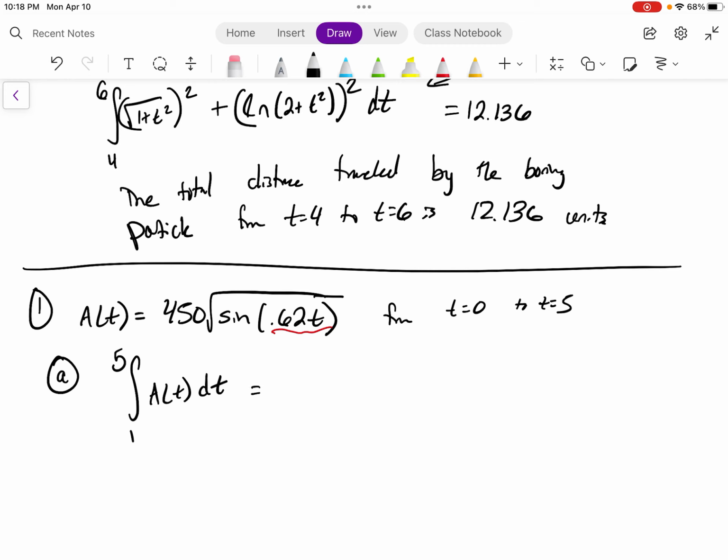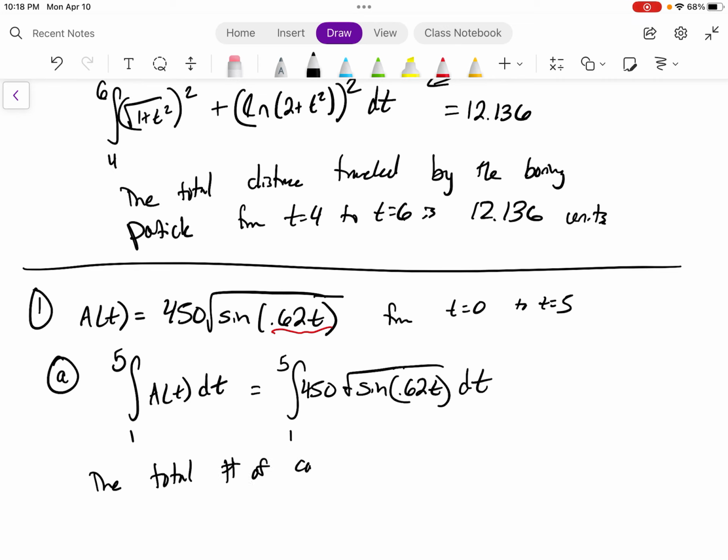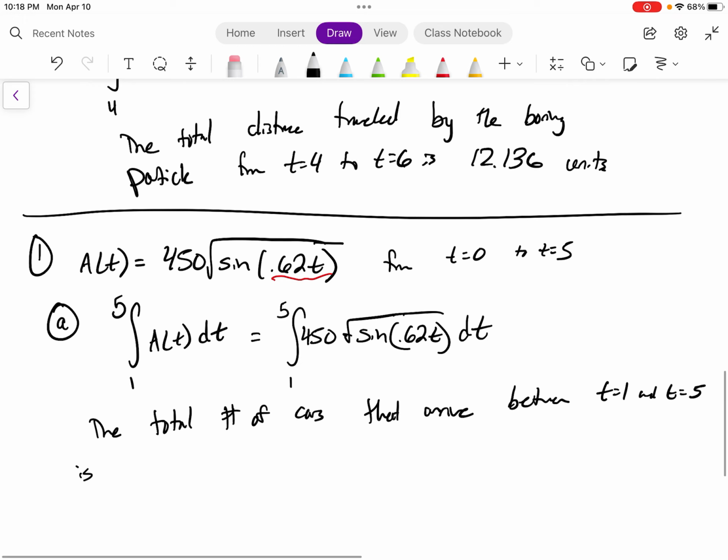I even believe you can say this on the AP, but we'll actually write this out. I would incorporate this into a sentence and say the total number of cars that arrive between t equals 1 and t equals 5 is this integral from 1 to 5 of 450 root sine.